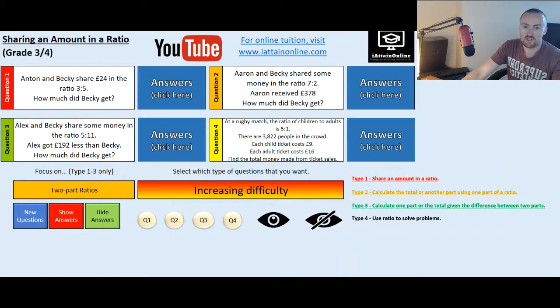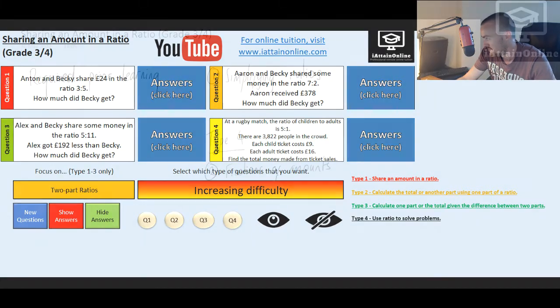Hello, so I wanted to do a video today on sharing an amount in a ratio. This is a grade 3/4 topic at GCSE, and I have 4 levels of difficulty, and each of those correspond to these 4 questions on the screen here. But I'll come back to that and I'll go through that again at the end of the video.